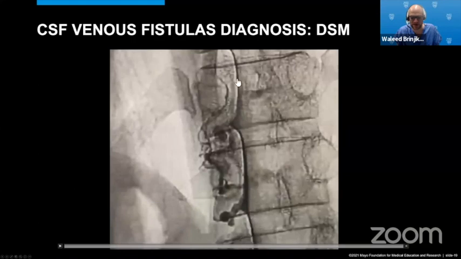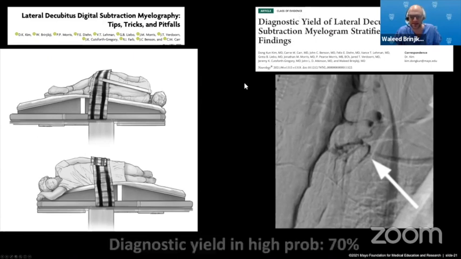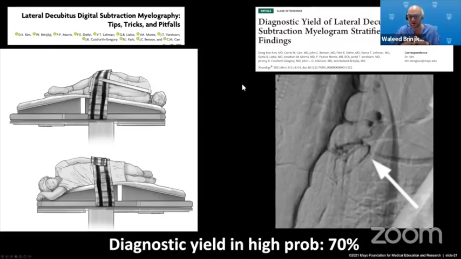Again, you can see the contrast in the thecal space, then in the nerve root sleeve, and you can see how the contrast exits and enters into the venous space. Our diagnostic yield for high probability patients with digital subtraction myelography is 70%, and these two articles are both open access. So we went from being able to diagnose 1 in 7 patients to now 7 in 10 patients that have definitive findings of spinal CSF hypotension.